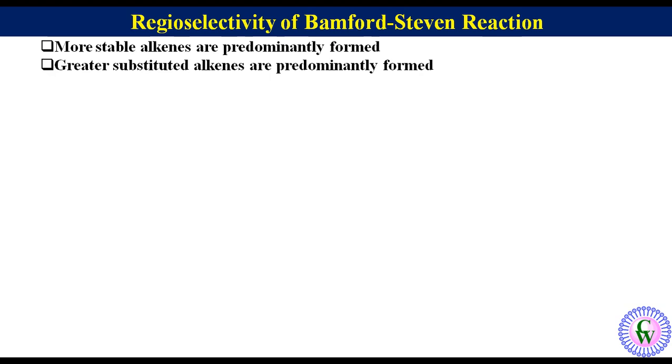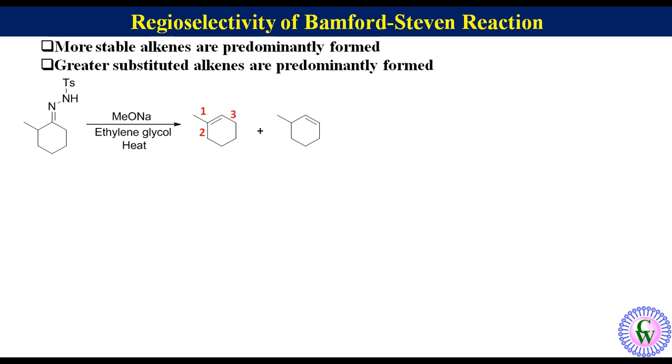For example, when tosylhydrazone of 2-methylcyclohexanone is heated with sodium methoxide in ethylene glycol, it gives a mixture of 1-methylcyclohexene and 3-methylcyclohexene. 1-methylcyclohexene has 3 substitutions on alkene, 1, 2 and 3, while 3-methylcyclohexene has 2 substituents, 1 and 2. So 1-methylcyclohexene is formed as the major, while 3-methylcyclohexene is formed as minor product.